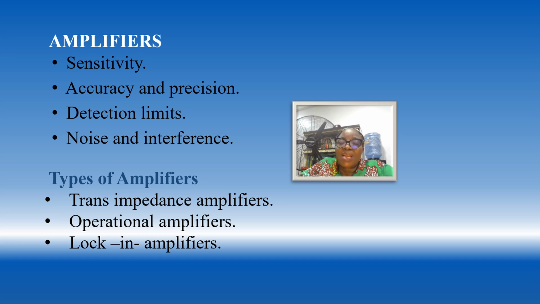We also have the amplifiers. The amplifier helps to increase the sensitivity of the AAS. It improves the accuracy and precision of the measurements. It enhances the detection limits for trace elements. It reduces the effect of noise and interferences. We have different types of amplifiers. We have the trans-impedance amplifiers, operational amplifiers, and then we have the lock-in amplifiers.